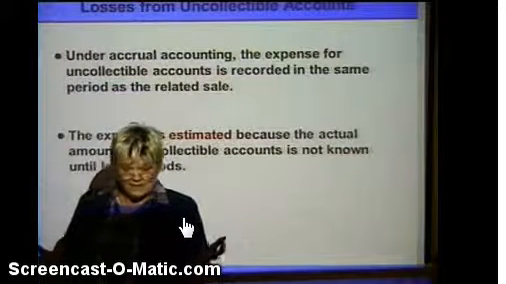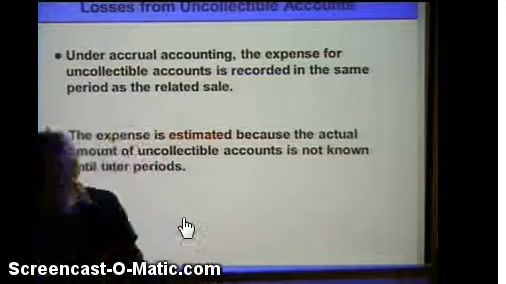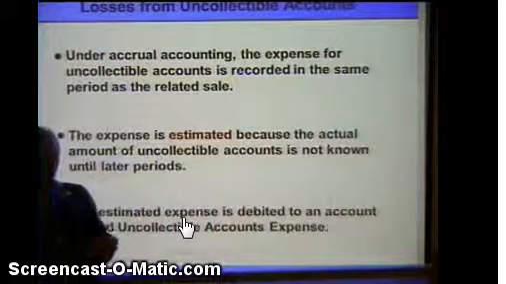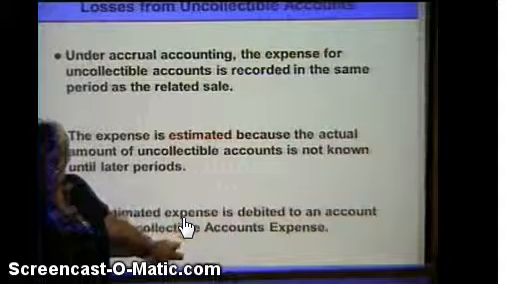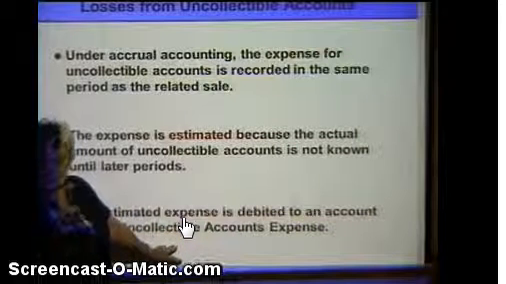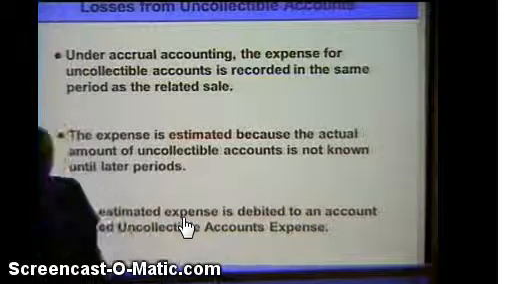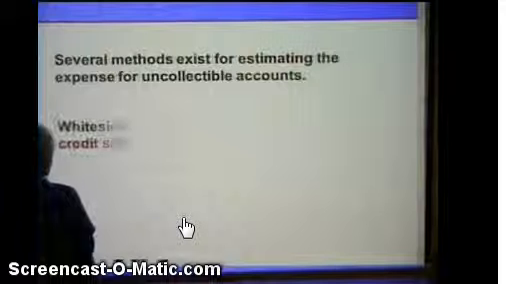Probably not going to get. So that we can show the accounts receivable, what we do is we go ahead and figure this amount, show it as an expense. We call it uncollectible accounts expense.